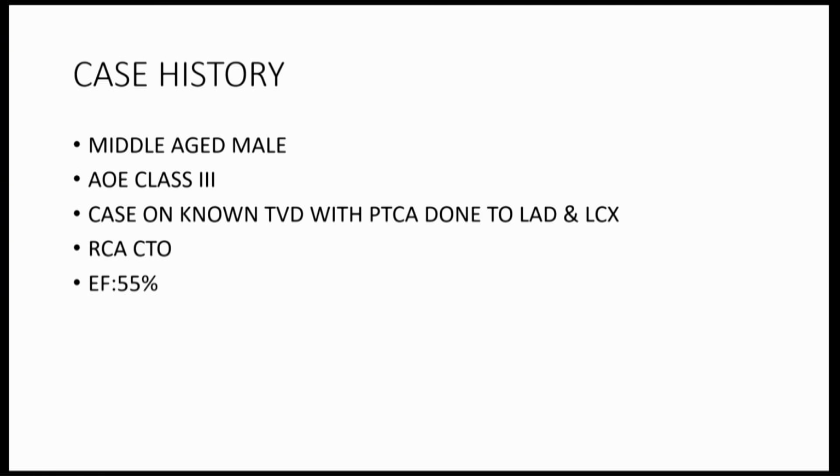It was a middle-aged male presented with angina on existing class 3 case. It was a known case of TVT with PTCA done to LAD and circumflex. He refused bypass surgery, and that was what made us do LAD circumflex, and then RCA CTO was planned as the contrast which was used was a little higher on that day. And ejection fraction is 55%.